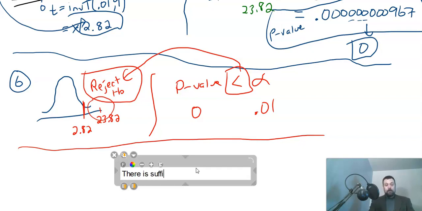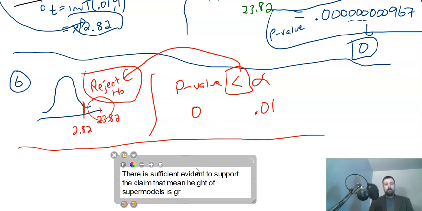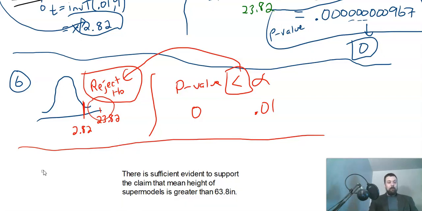So there is sufficient evidence to support the claim that, what was the claim about? The mean height of supermodels is greater than 63.8 inches. Right. That makes it a complete sentence. And so that would be the claim, the conclusion, the final conclusion about the claim. All right. And so this is step number 7.